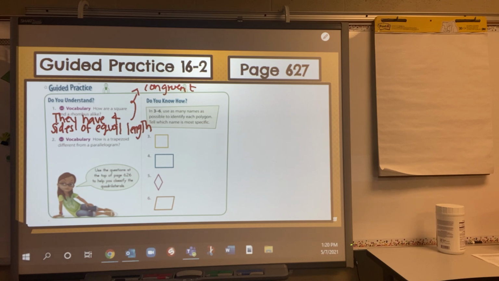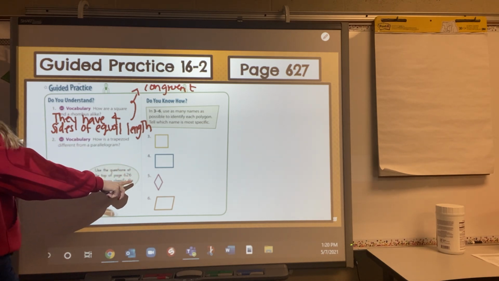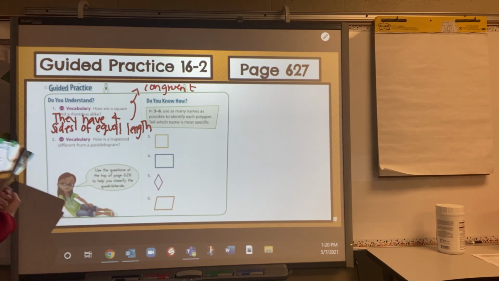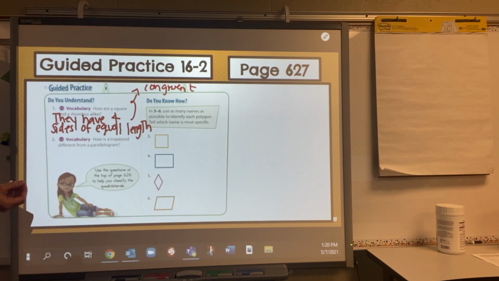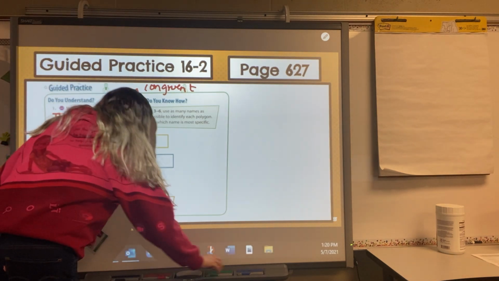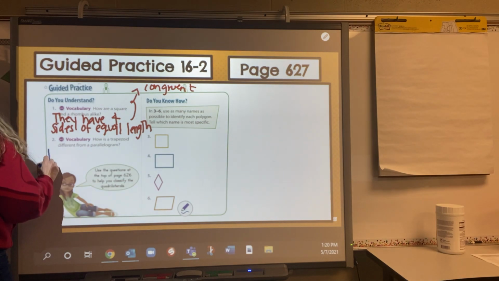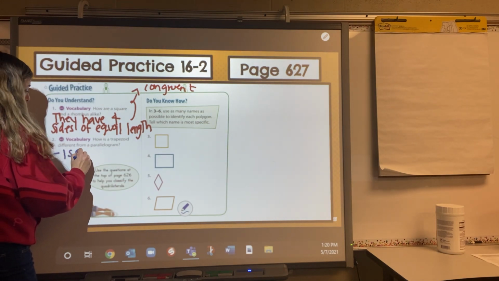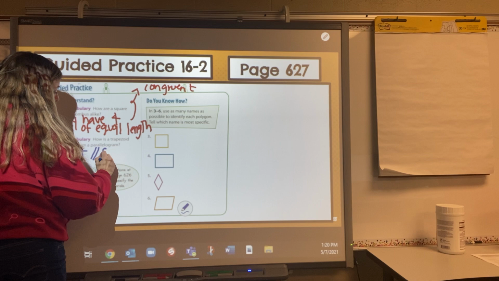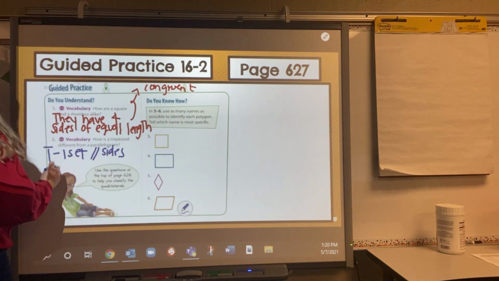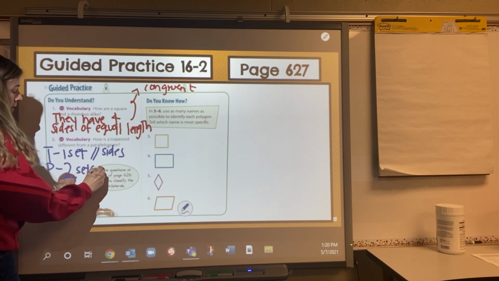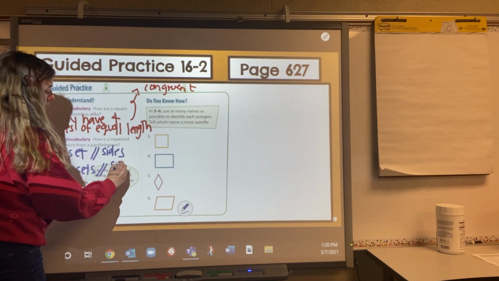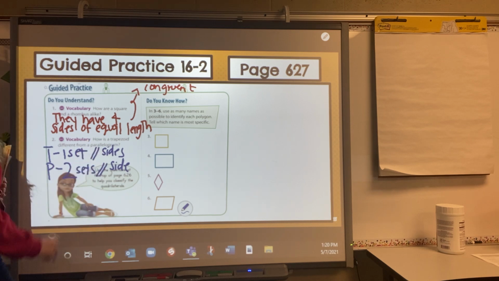Okay, number 2, how is a trapezoid different from a parallelogram? You can look at the back on 626 to help you. Okay, well, what you should have said is a trapezoid has 1 set of parallel sides. So I'm just gonna say T, 1 set parallel sides. And for a parallelogram, 2 sets parallel sides. I'm using 2 little parallel lines to shorten that up.